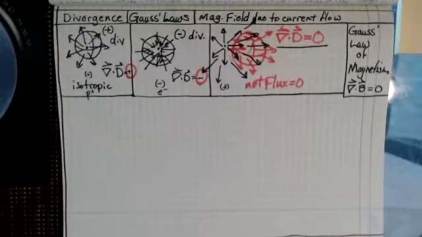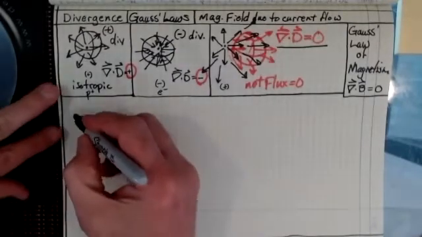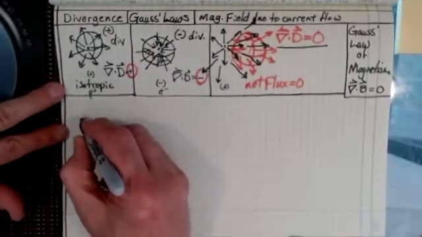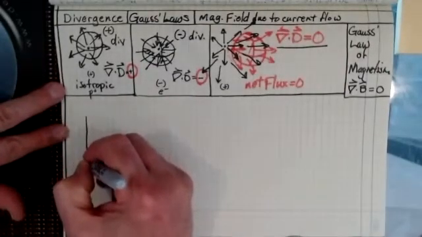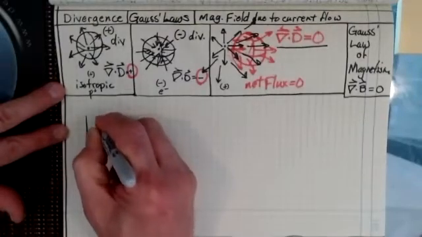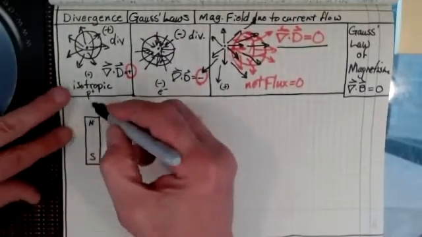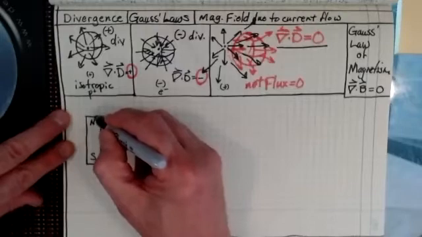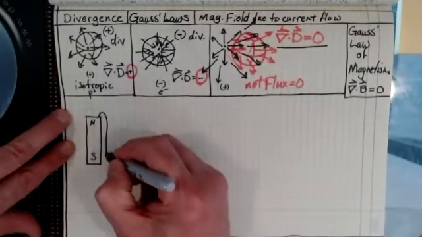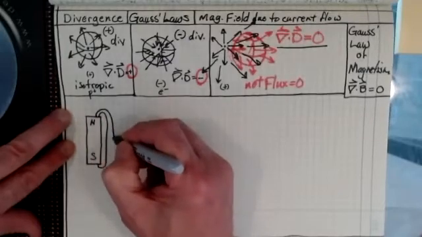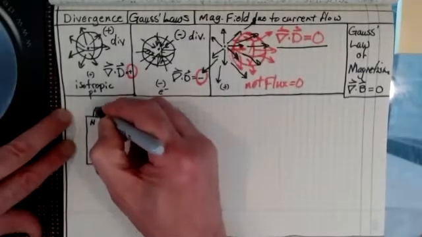How about the North Pole of a magnet? If I wanted to separate the North Pole of a magnet from the South Pole of a magnet, well, I just couldn't do it. I just couldn't do it. Let's just draw a magnet here for a second. And that's my North Pole and that's my South Pole. I also want to draw some flux lines, right, coming out of this magnet. Let me just draw a couple flux lines here.